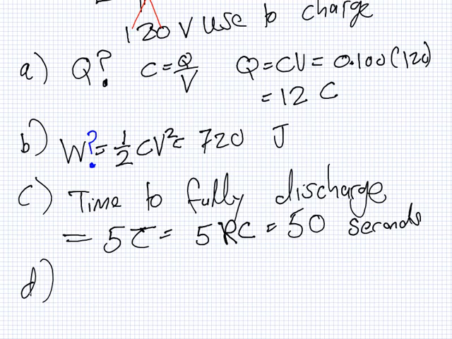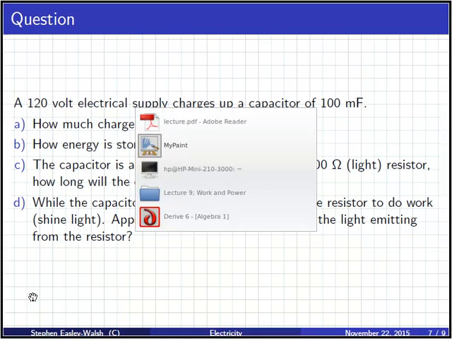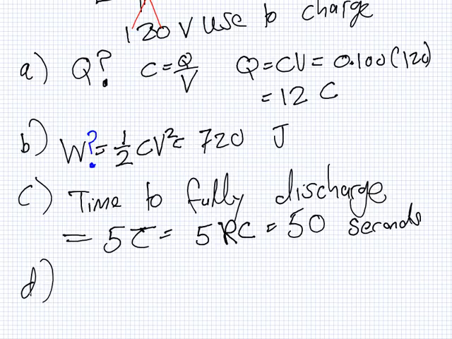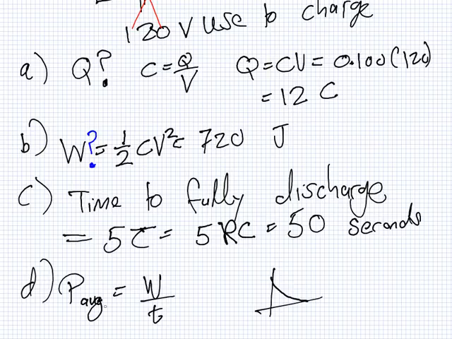And lastly, what is the power? Now, of course, the power is not constant. What happens when the capacitor discharges? Does the light get brighter, dimmer, stays the same? It gets dimmer, doesn't it? But we could say an average, so we could do power on average. Average power would be the work divided by the time. Now, I know it's not this. I know what's happening is the power is decreasing. So it's really important that you understand it's average power.